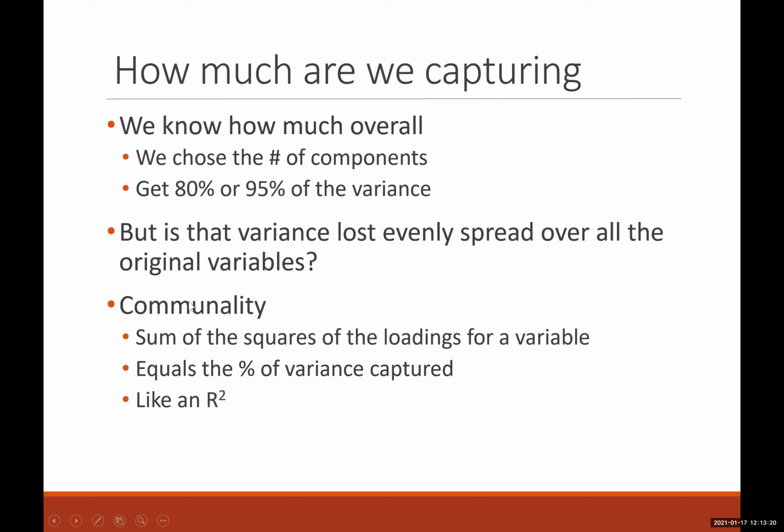So the one thing that we check is shared variance, and that comes from communality. And the communality is just the sum of the squares of the loadings. So if we take the squares of those intercorrelations and add them all up, that's going to give us the percent of variance captured in each of those components or factors. And so this is like a pseudo R squared for factor analysis or principal component analysis.